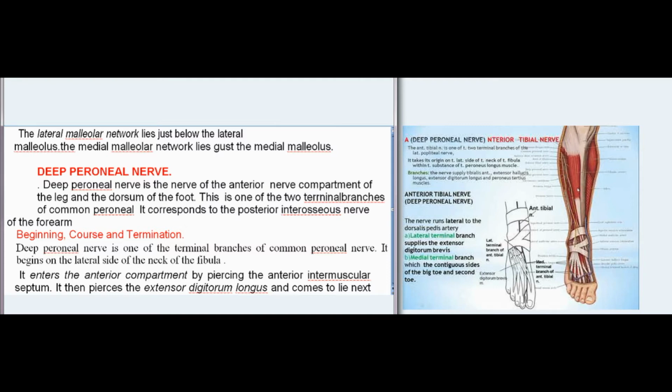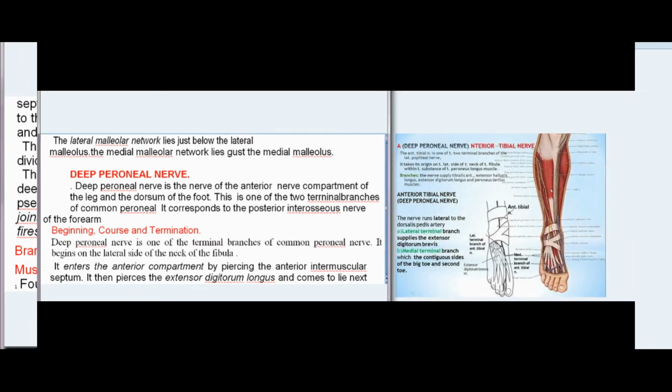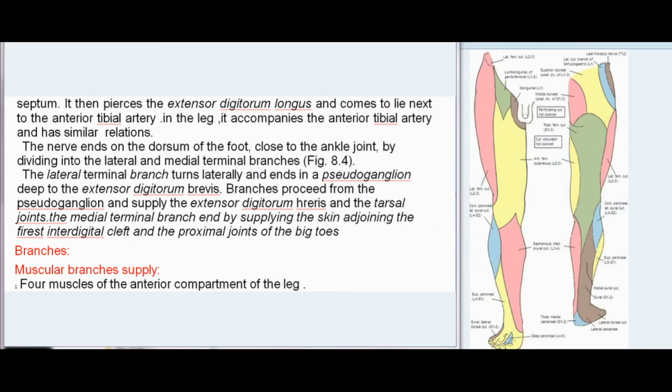It enters the anterior compartment by piercing the anterior intermuscular septum. It then pierces the extensor digitorum longus and comes to lie next to the anterior tibial artery. In the leg it accompanies the anterior tibial artery and has similar relations. The nerve ends on the dorsum of the foot, close to the ankle joint, by dividing into the lateral and medial terminal branches, Fig 8.4.